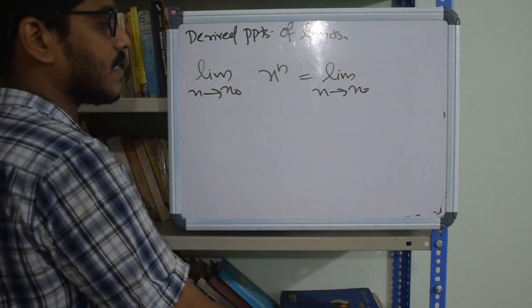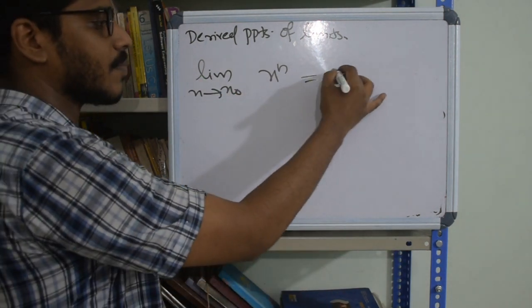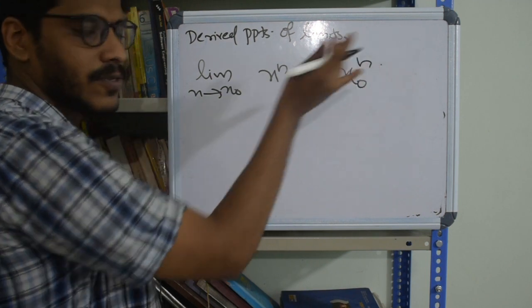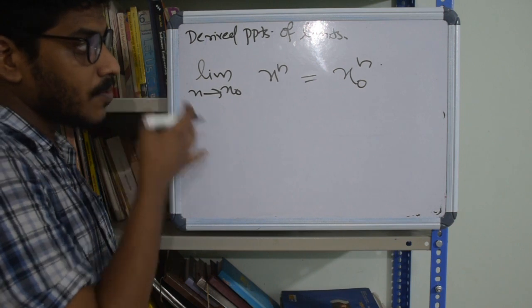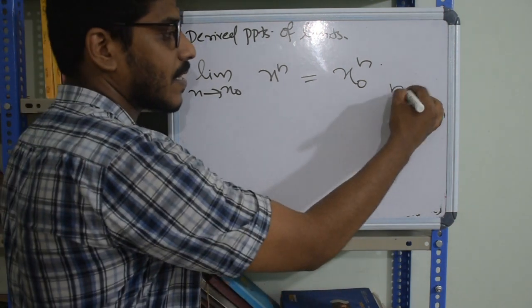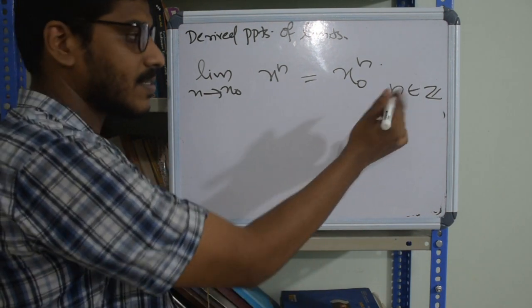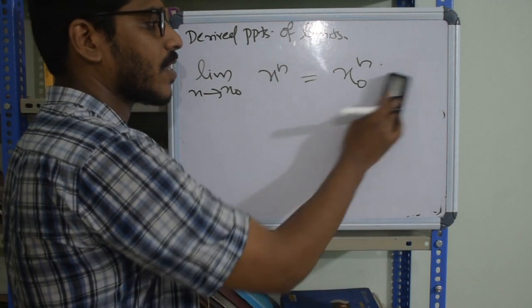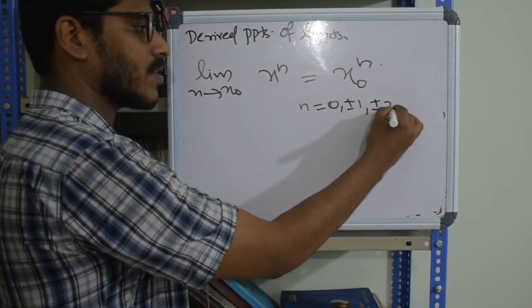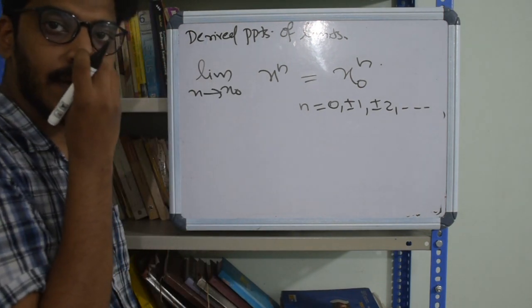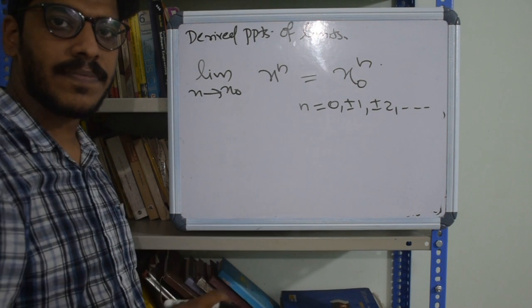Oh, sorry, this is the power rule. The limit as x tends to x naught of x raised to n is simply x naught raised to n. Here we have a problem to raise. We assume that n is in the set of all integers. Z is the set of all integers, or to be a little more expressive, n can be 0, plus or minus 1, plus or minus 2, or any number. N can be 0, or any natural number, or any negative natural number.